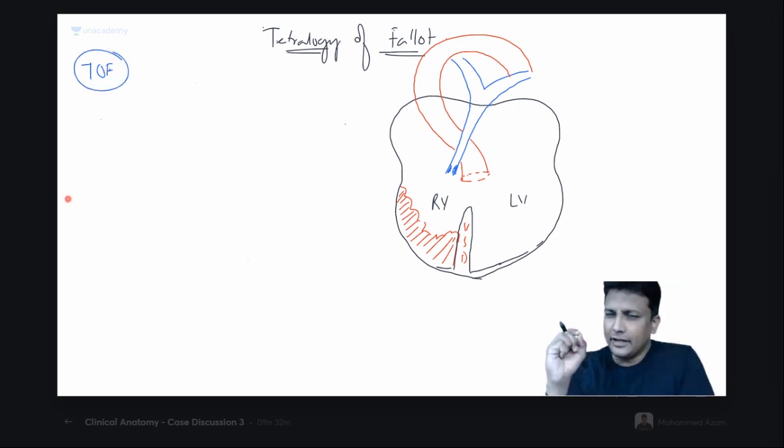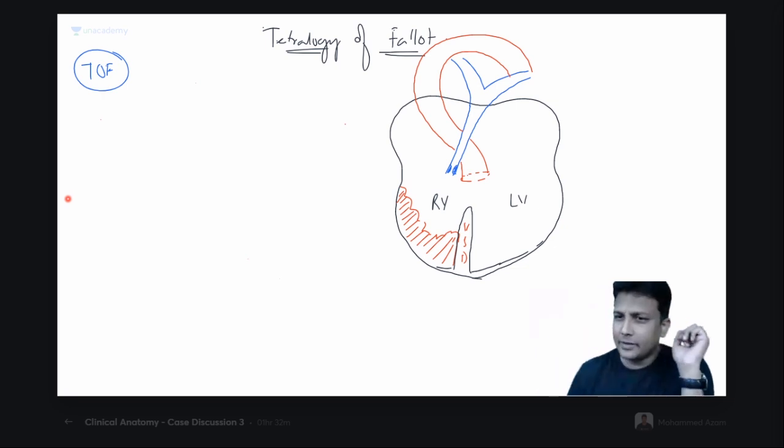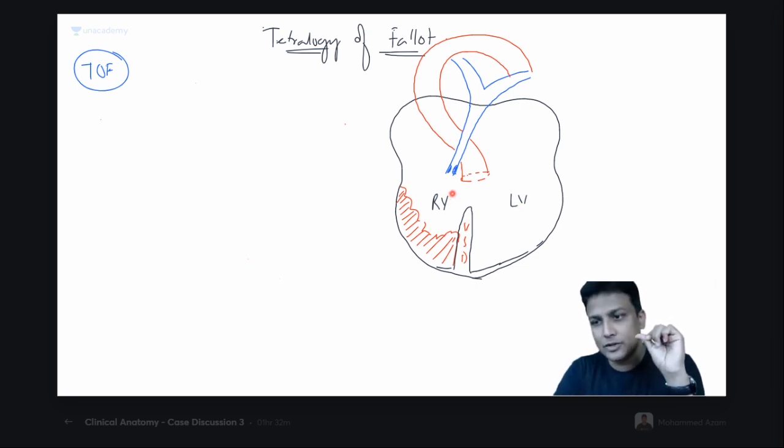Now, my dear friends, tell me, in the tetralogy of Fallot, if there is a ventricular septal defect in the middle here, there will be shunting, definitely the shunting of blood will occur. Now tell me, will the blood shunt from the right ventricle to the left ventricle, or from the left ventricle towards the right ventricle? In VSD, what is going to happen? Is it left to right shunting or right to left shunting? Yes, that's the problem with every student.